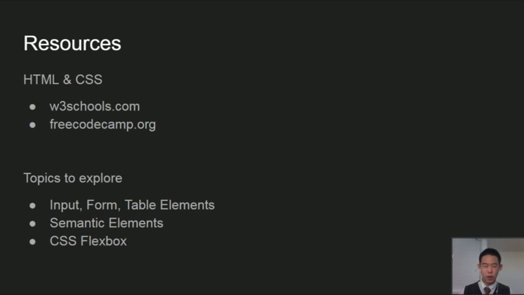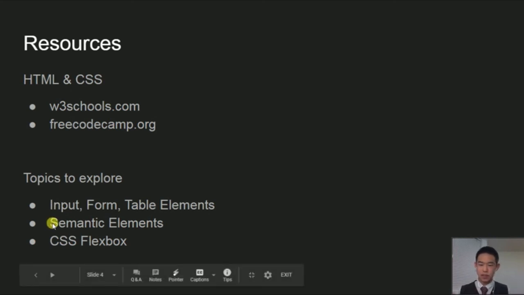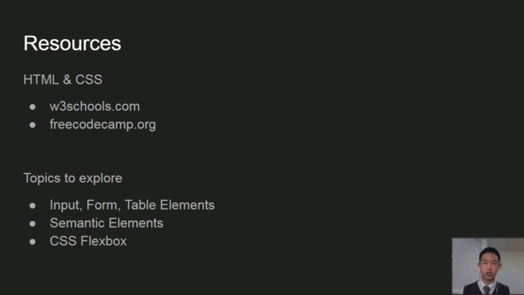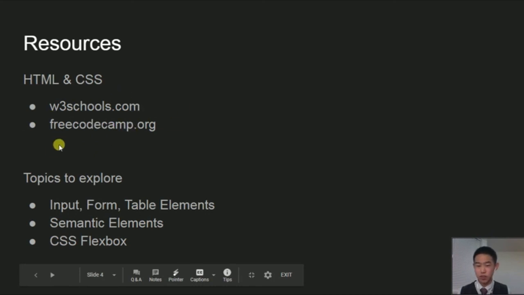And here are some topics that you might want to explore in your learning. So maybe some HTML elements like input forms and tables, which will really improve the structure of your site, as well as things like semantic elements, which help browsers understand what each section of your website is for. And for CSS, I would just encourage you to look for other really useful properties. And maybe another thing to look at, if you're good enough at CSS, is CSS Flexbox, which will help you reorganize the structure of your site. And again, just look at these two resources. They're really fun to learn from.